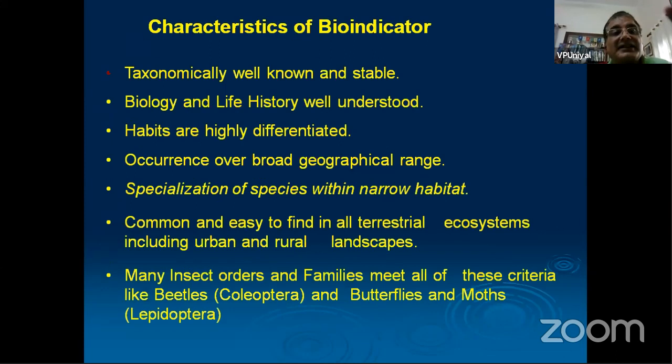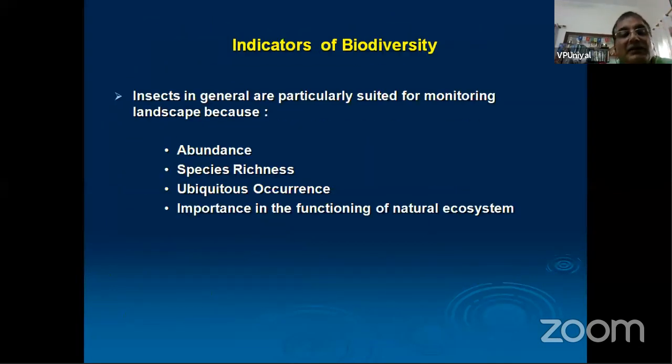These are the characteristics: taxonomically well-studied groups, their habitat, occurrence, specialized species within narrow habitat, and common and easy to find in the terrestrial ecosystem. How will you monitor those indicators here? I will tell you. You can select those indicators on the basis of evidence. If you have selected any species as an indicator for monitoring of the ecosystem, the evidence must be high: species richness, their occurrence, and their important functional role in the ecosystem. If you are selecting any indicator, what is the role of that species for ecosystem health?